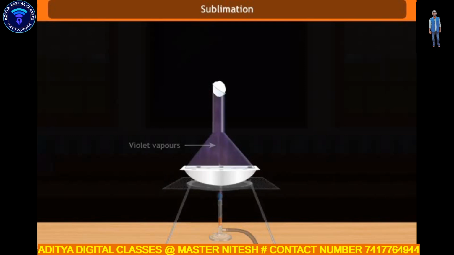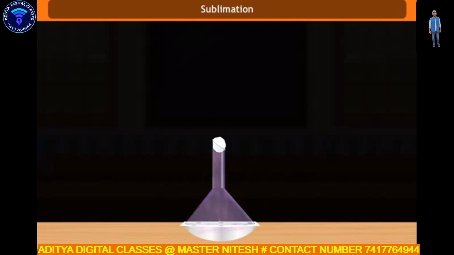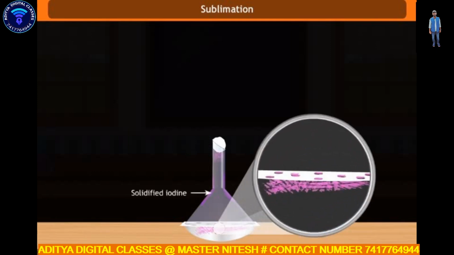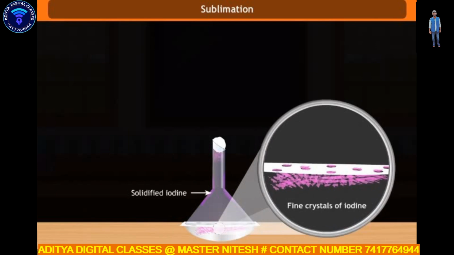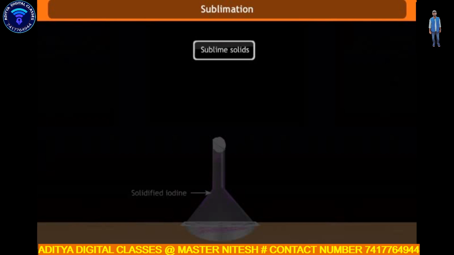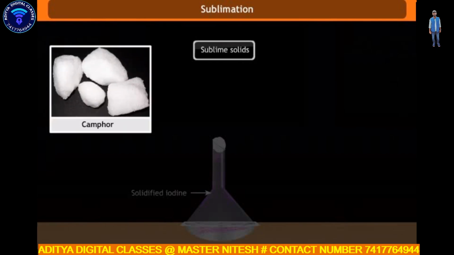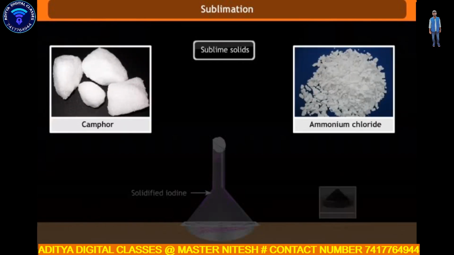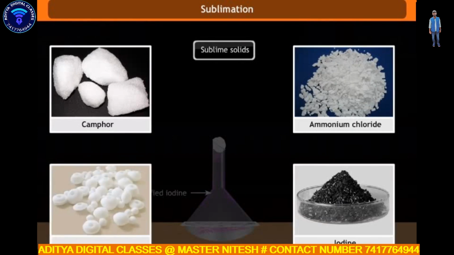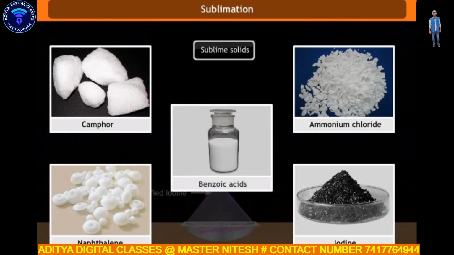Now remove the burner, and after some time you notice that the vapors get deposited on the sides of the funnel on cooling. Look at the china dish. There is no liquid formed. So from this activity we conclude that some solids change into gaseous state without changing into liquid state. Some examples of sublimable solids are camphor, ammonium chloride, iodine, naphthalene, and benzoic acid, etc.